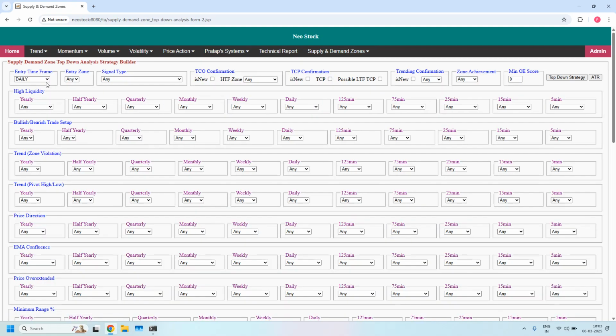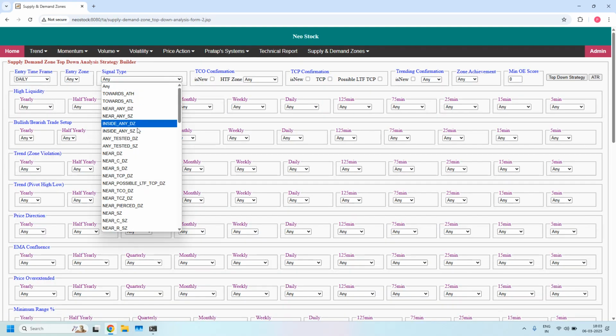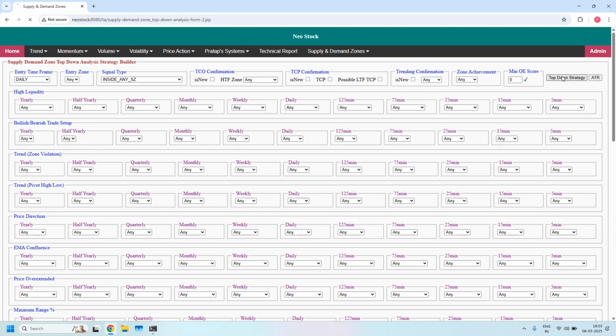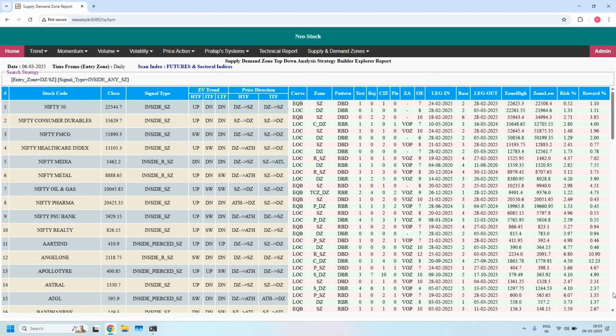Next, daily time frame. Price closed inside the daily supply zone. We got a big list. First 15 stocks in the list. Oh, Nifty 50 is closed inside the daily supply zone. If this daily supply zone is violated, then Nifty trend will be changed. Daily trend will be changed to sideways. Currently, daily trend is in downtrend. Okay, I am scrolling the list down.